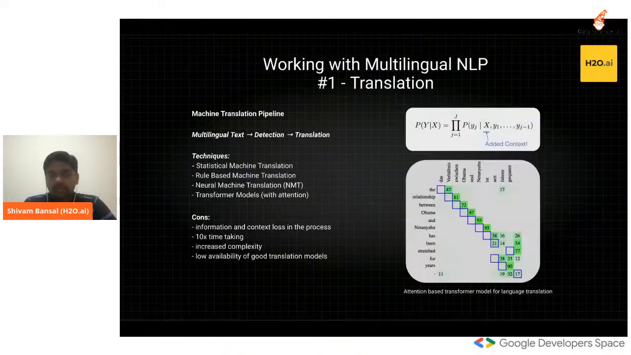Now, what are some of the best practices, some of the ways that we have incorporated in our platform to work with multilingual NLP? Well, the first one is pretty standard, pretty straightforward, and traditional approach, I would say, is translation. Machine translation generally means that any data that we feed into the system, we first detect the language. So it becomes kind of a classification problem, and we detect what type of language it is. And then there is a dedicated model to convert that language to, say, English.